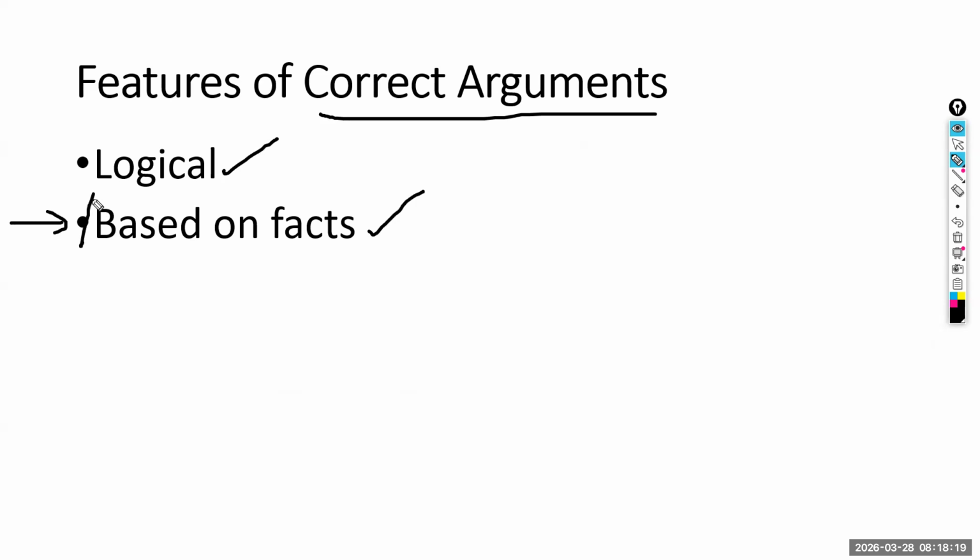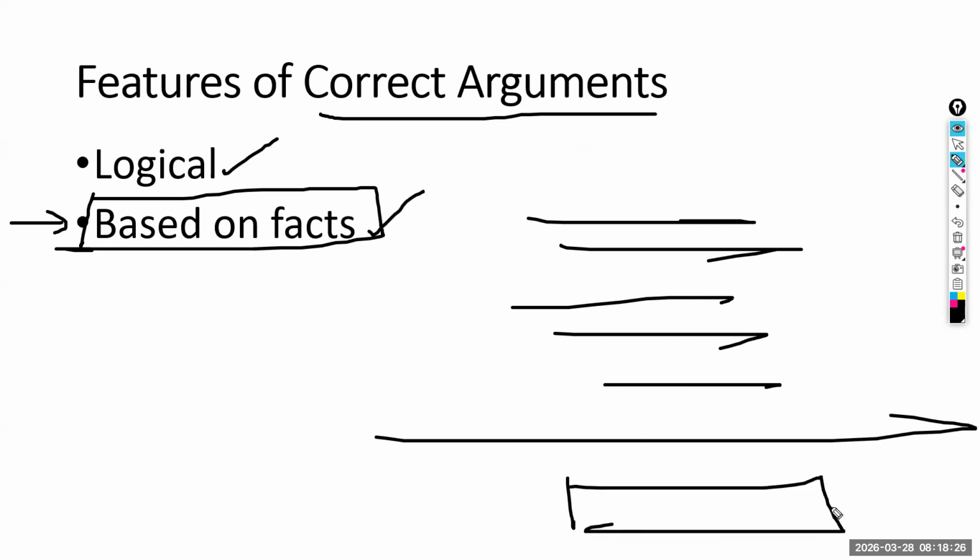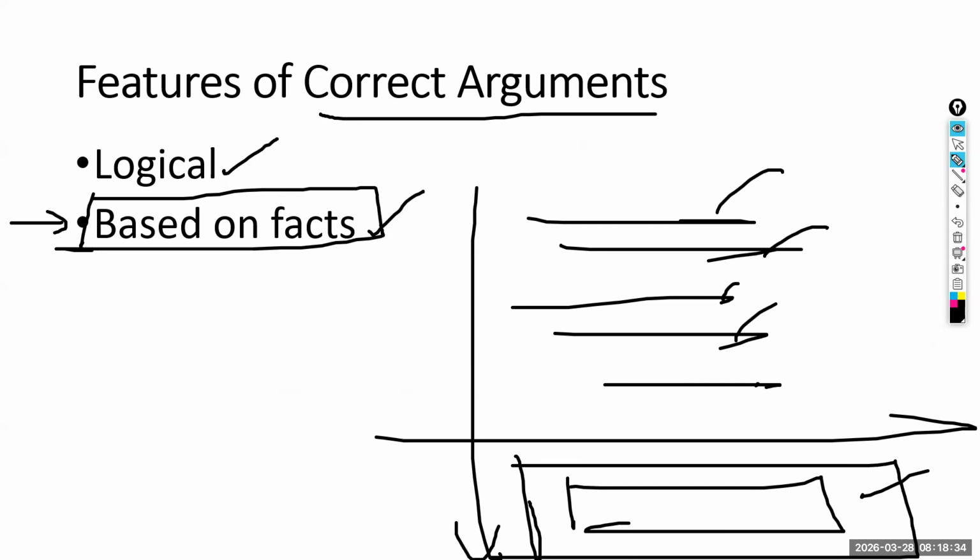It must be based on correct facts. That means those statements are correct. Then, of course, logically, your conclusion is correct. So we need to check whether these are correct. Then you need to check as a logic, is this a correct conclusion? So then your argument is correct, logical, scientific.